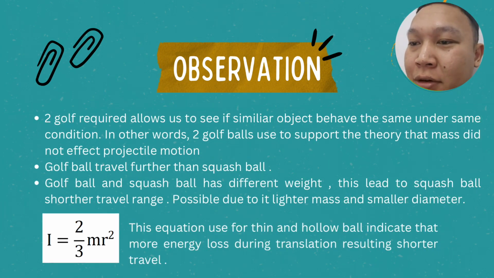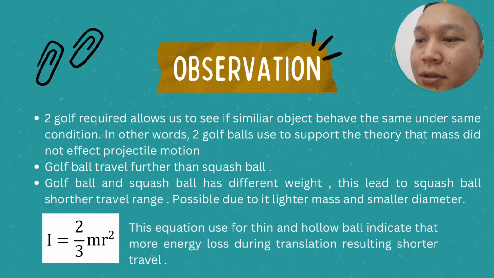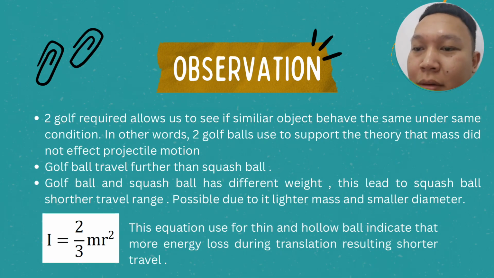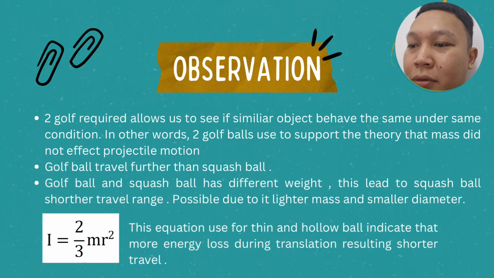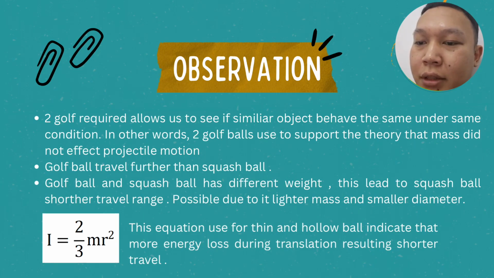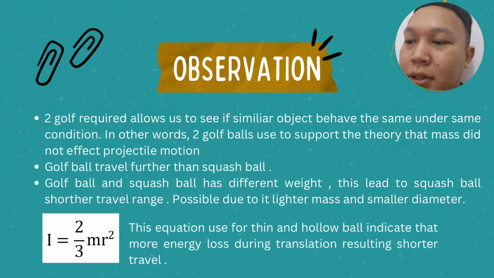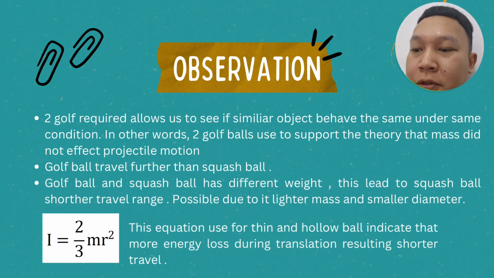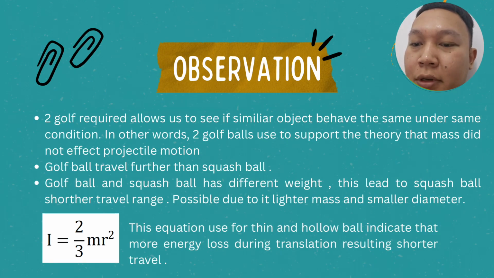As for the second page of the observation, two golf balls allow us to see if similar objects behave the same, with the same condition. In other words, two golf balls are used to support the theory that the mass does not affect the projectile motion. A golf ball travels further than a squash ball. A golf ball and a squash ball have different weights. This leads to the squash ball having a shorter travel range, possibly due to lighter mass and smaller diameter.